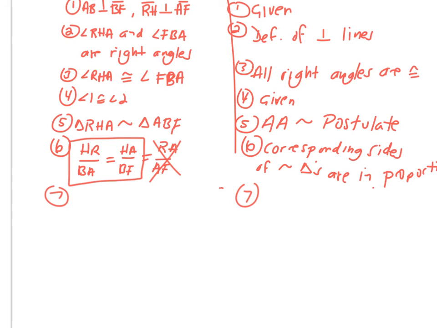So cross multiply and take HR times that BF. So we're going to say the length of line segment HR times the length of line segment BF is equal to BA times HA. Now you could actually say the product of the means equals the product of the extremes to justify this, or you can be a little bit more general and just say that this is a property of proportions.